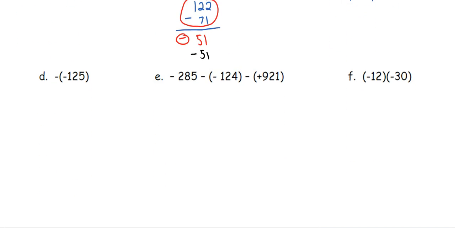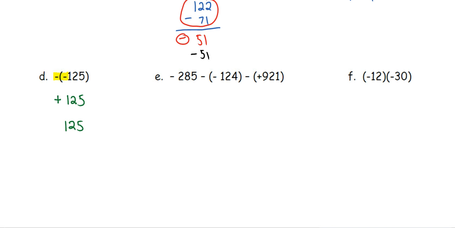Question number D is simply testing whether you understand this concept of two negatives next to each other. Once again, if you have two negatives next to each other, this will just become positive 125, and you can just write positive 125 simply as 125, and that would be it for question number D.